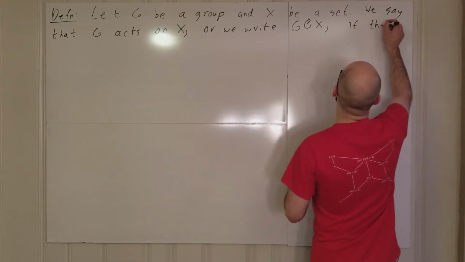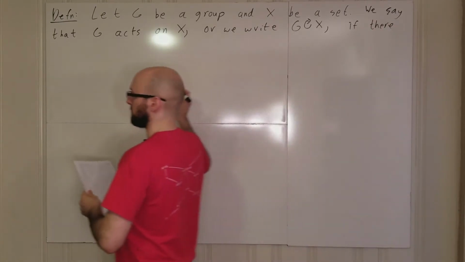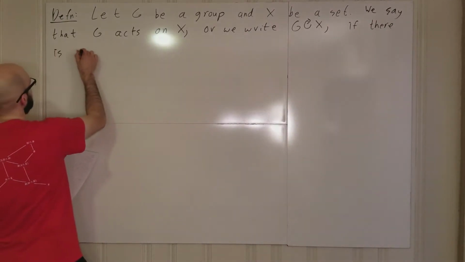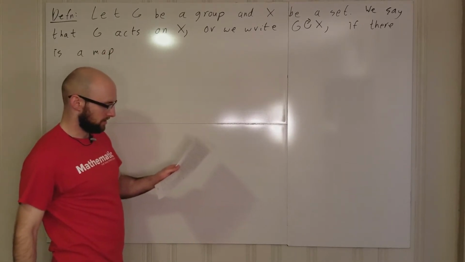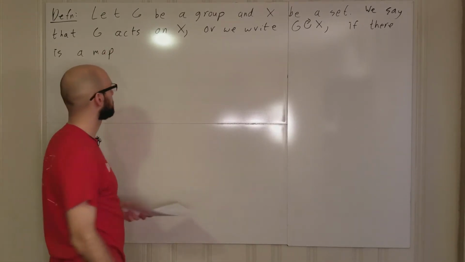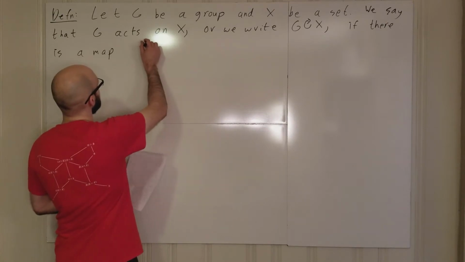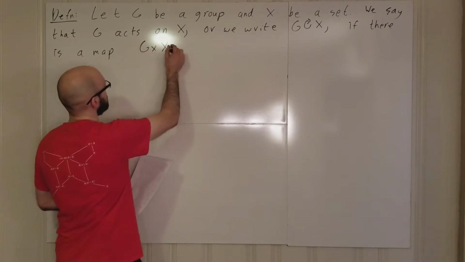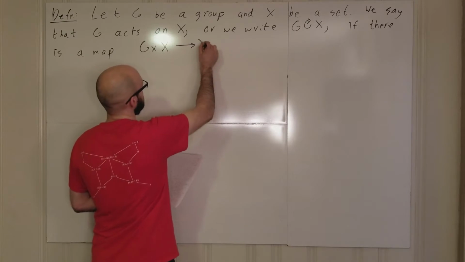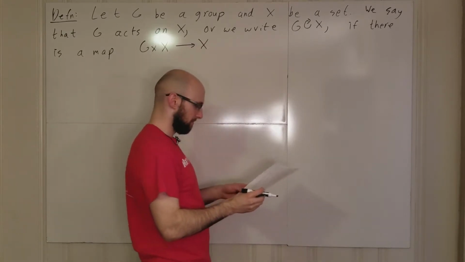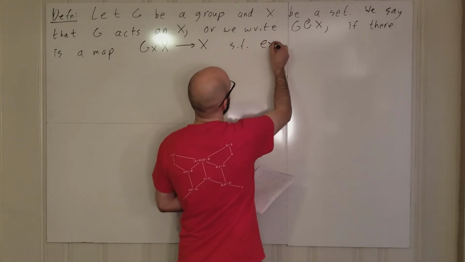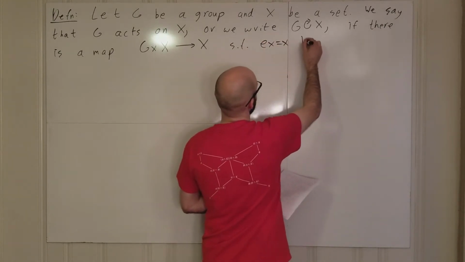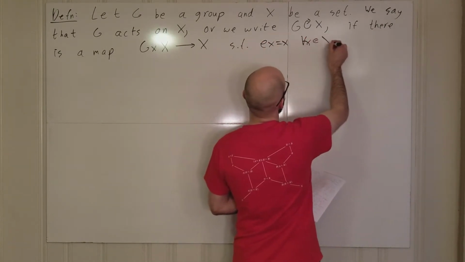if there is a map, and this map is going to go from G cross X to X, such that ex equals x for all x in X.